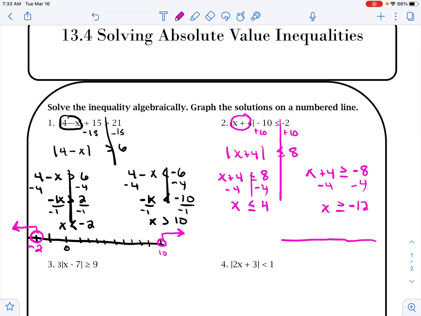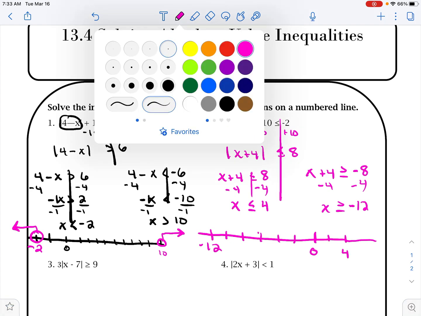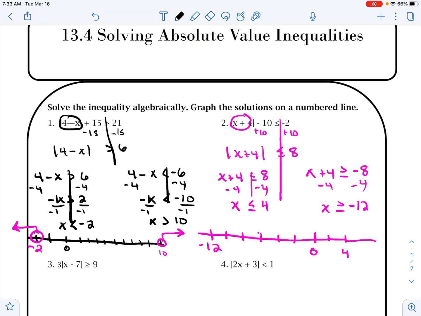So then we graph that. And since these are evens, I could count by 2s. So this is 0, 2, 4, 6, 8, 10, 12. Negative 12, 2, 4. That's positive 4. Okay, now since it's equal to, these are closed dots. So equal to, and then it says x is less than or equal to that. So it goes down that way. X is greater than or equal to negative 12. So again, closed dot. Greater than is to the right.